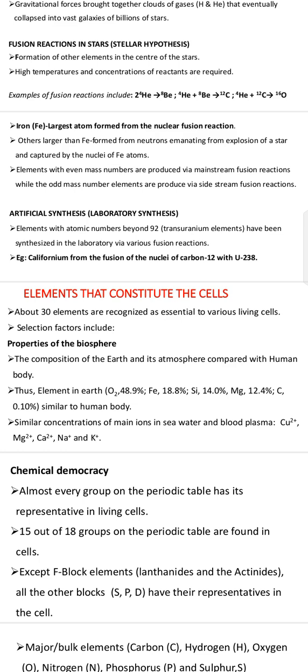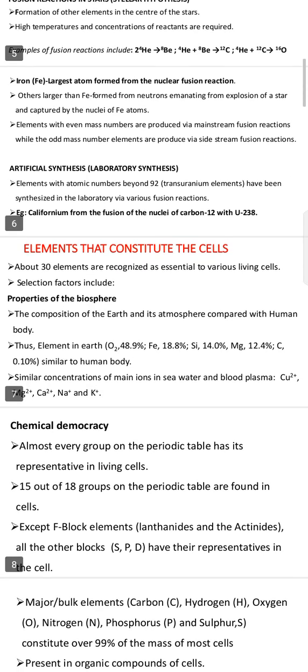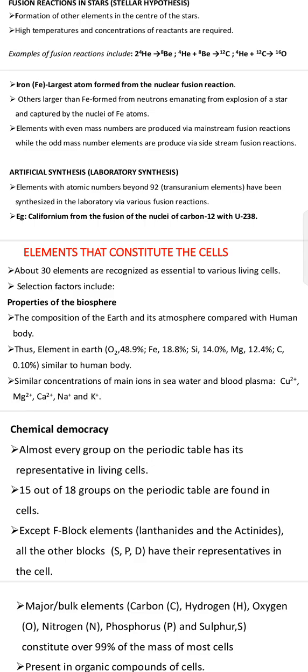They are the reactants in these reactions. So those two reactants have to have a high temperature and a what? A high concentration. Please do get it. Yeah. So iron is the largest atom formed in a nuclear fusion reaction. So just keep it in mind that in this nuclear fusion reaction, iron was the largest atom to be formed.